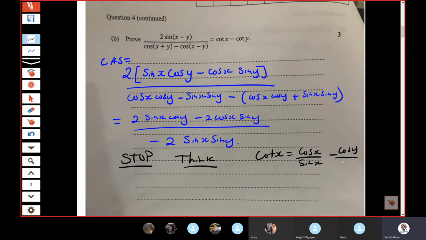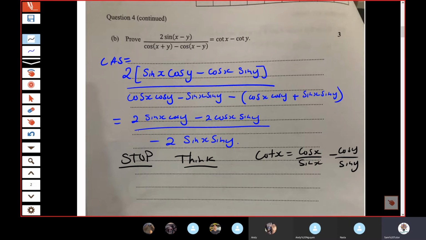At this stage, like I said, you have to just stop and think. Your right hand side is cot x, which is cos on sine, minus cot y, which is cos y on sine y. So I'm looking at what I've got, and I'm pretty happy, because I'm going to separate it. That's what it's telling me to do.